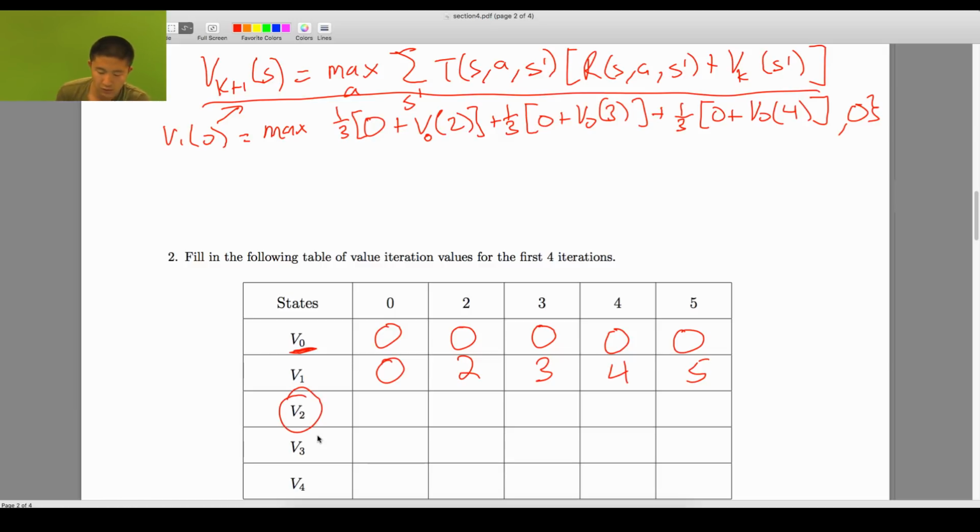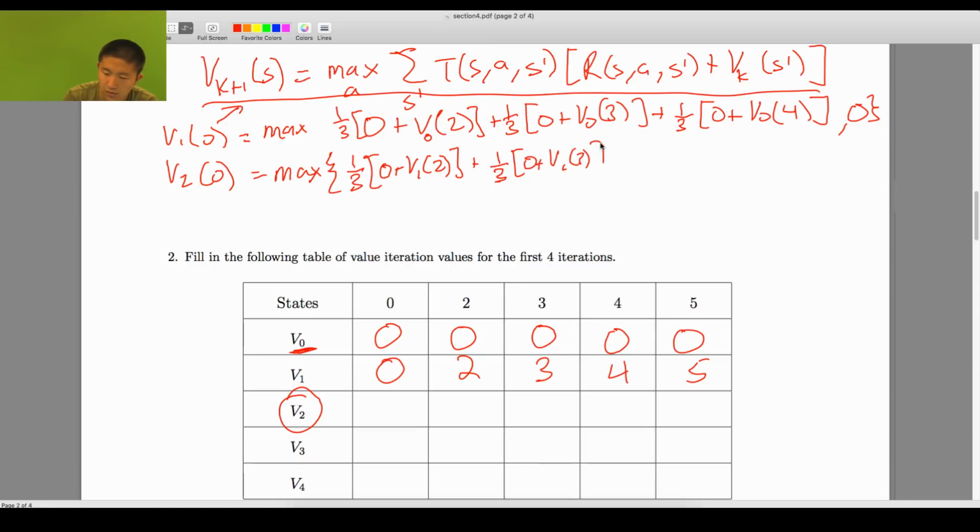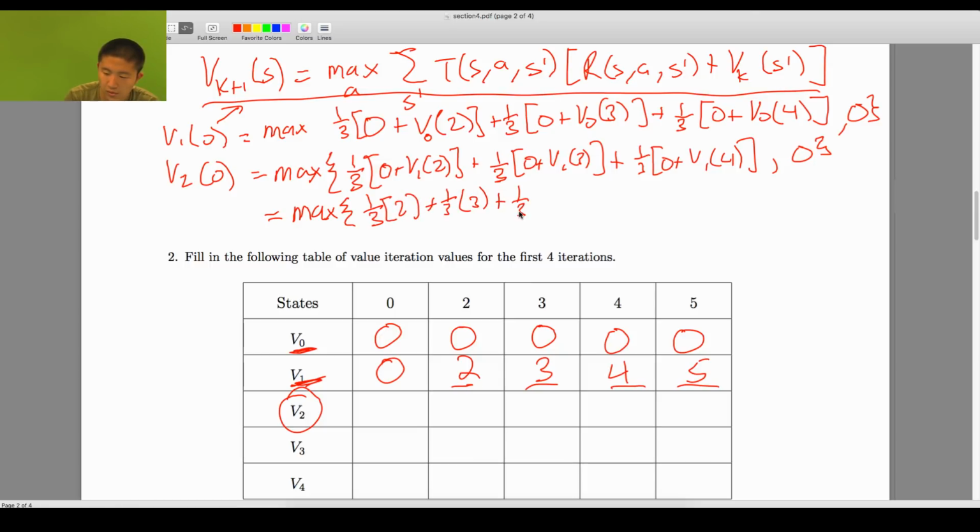Okay, so now we're going to calculate V2 for every state. So for V2 of 0, we have the maximum of 1/3 times 0 plus V1 of 2, plus 1/3 times 0 plus V1 of 3, plus 1/3 times 0 plus V1 of 4. And again, if you stop at this state, you get 0. But now in this case, our values at V1 are non-zero here. So we will actually get a positive result if we calculate this out: 1/3 times 2 plus 1/3 times 3 plus 1/3 times 4, which is equal to the maximum of 3 and 0, which is 3.